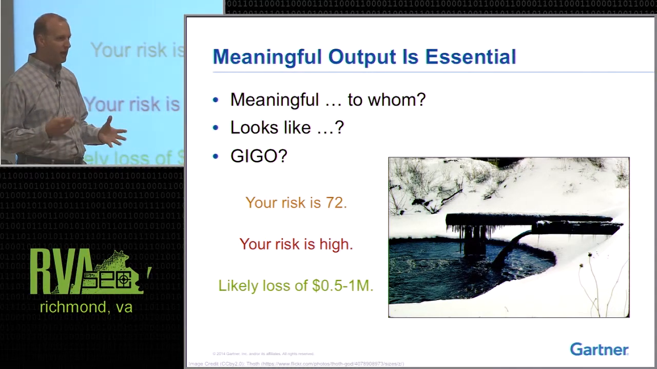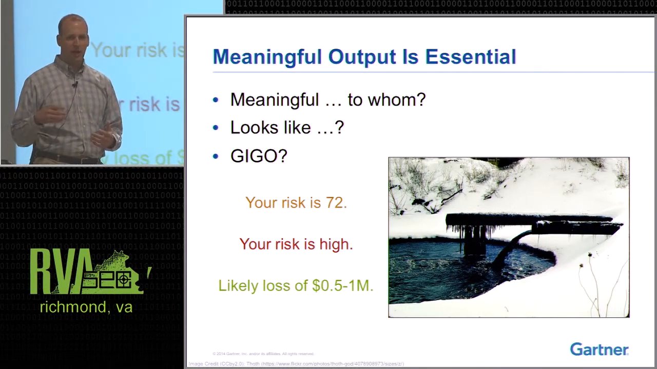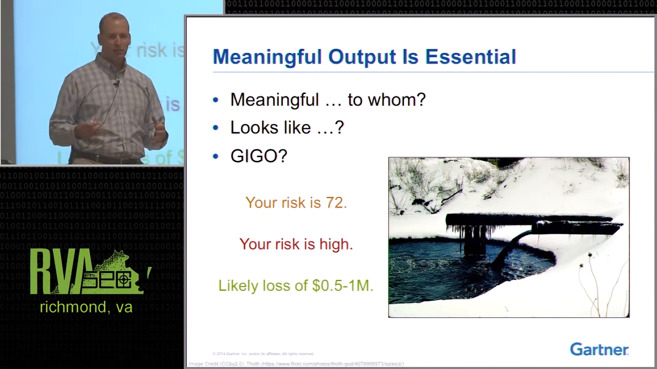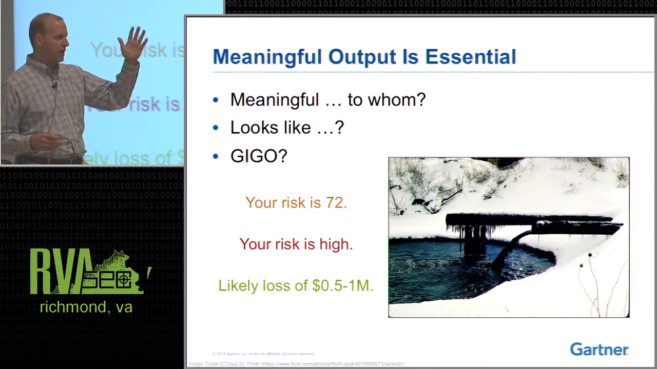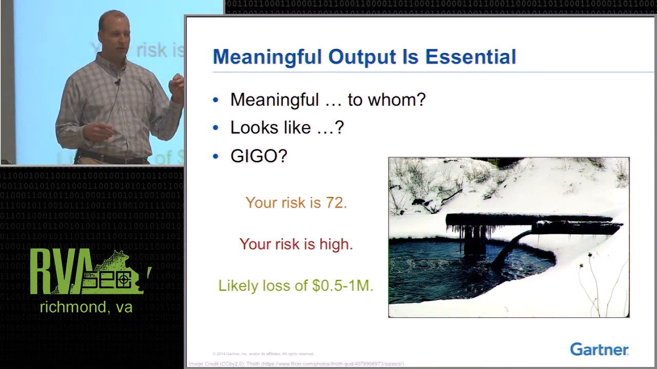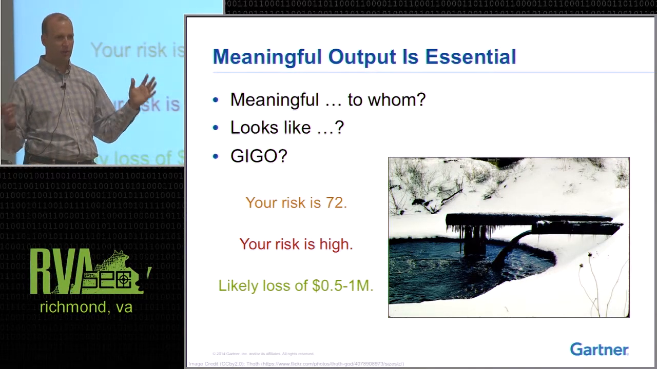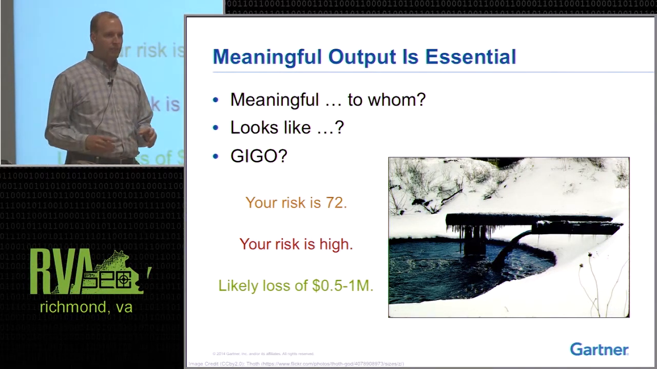So there's a lot of frameworks, there's a lot of tools out there that are happy to give you a magical number. Your risk is 72. Or you get the report and it's a list of, you know, 10 high risk findings and 40 medium risk findings and 5 billion low risk findings that I won't care about, so gone. But what does it mean?